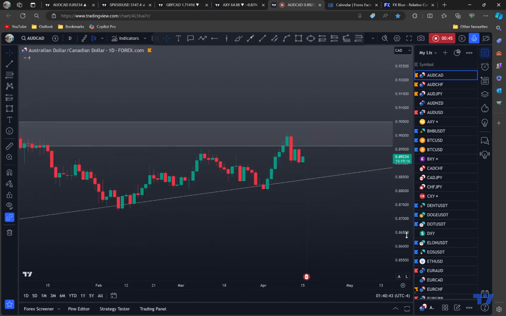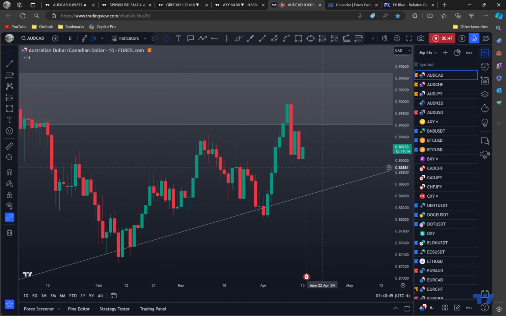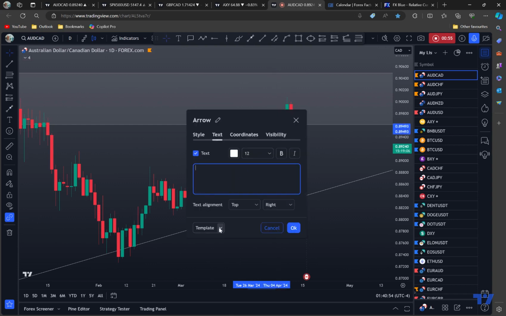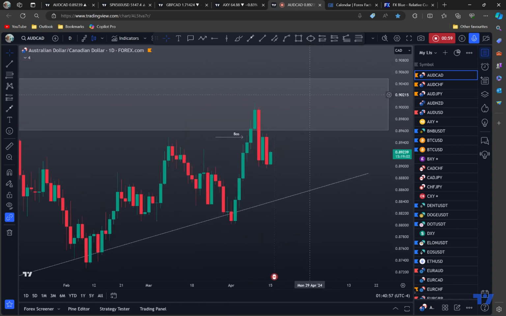Now let's go to the daily. It's the same thing on the daily. We've got this break of market structure here. So bullish break of market structure on the daily time frame. BOS looks okay, and I'm always looking for an entry point.